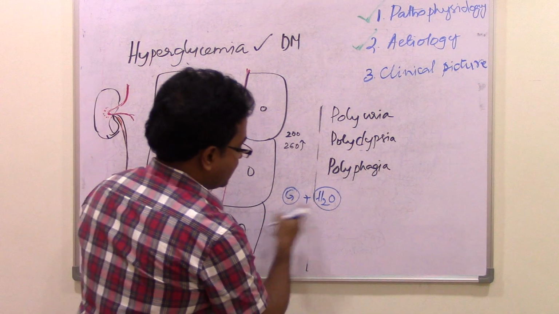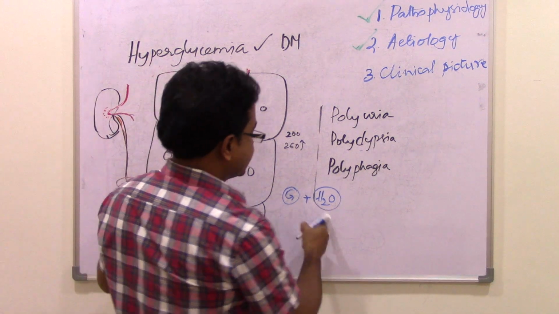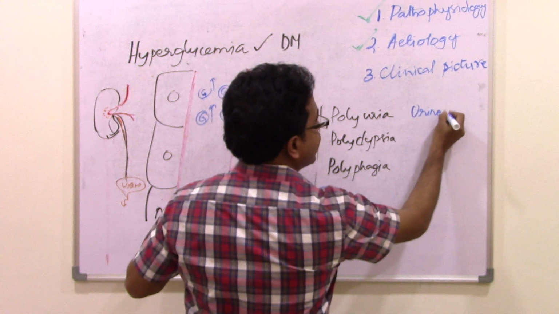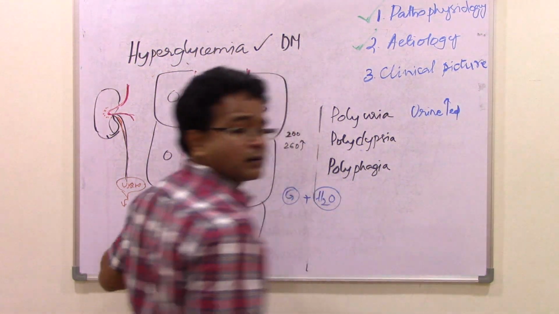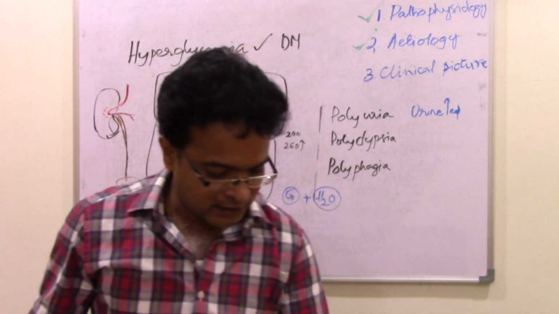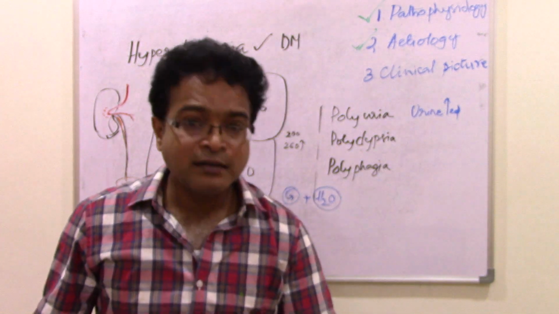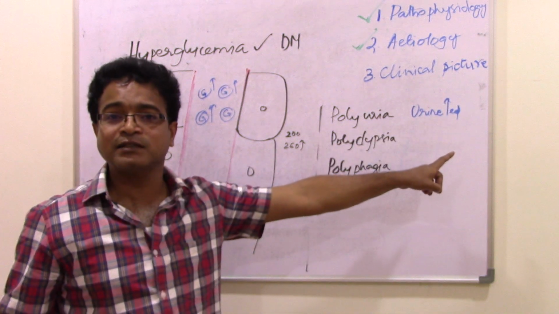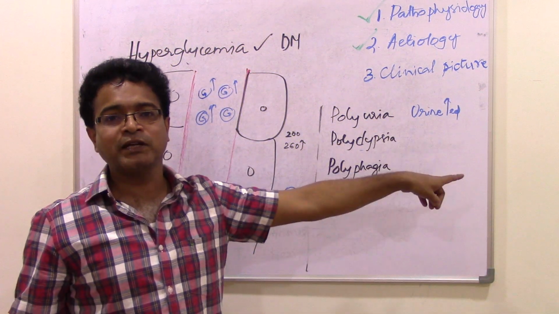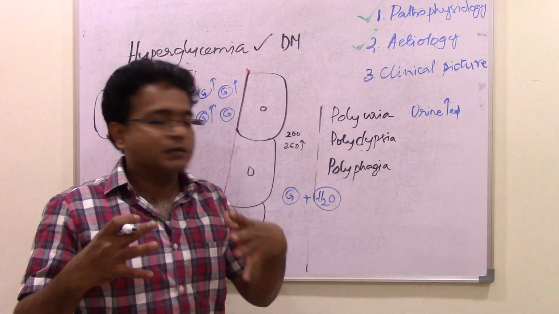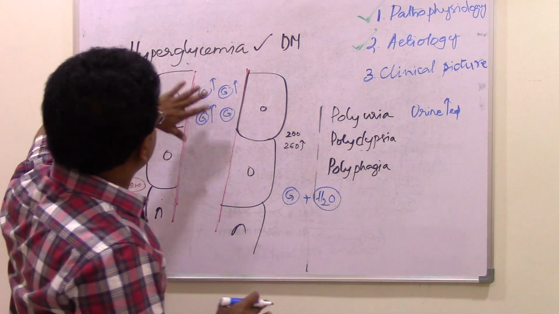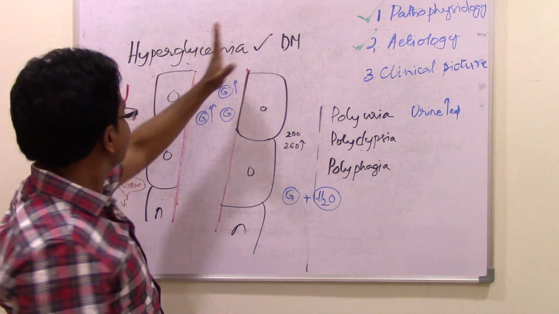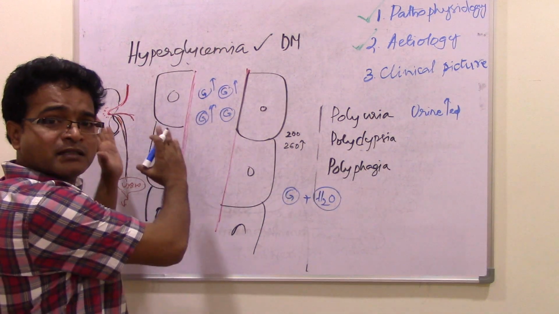It takes water along with it. That means polyuria, urine production has increased. Try to understand this concept. Is it a symptom of diabetes or a complication of diabetes? It is a complication of diabetes. It's not a symptom because your sugar levels have already shot up, and the body is trying to manage it.